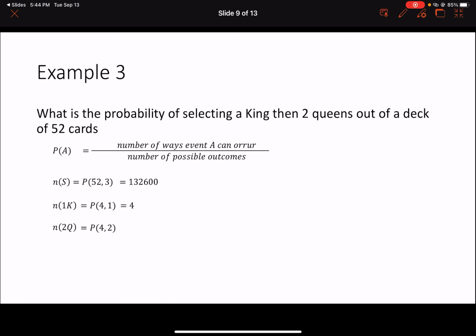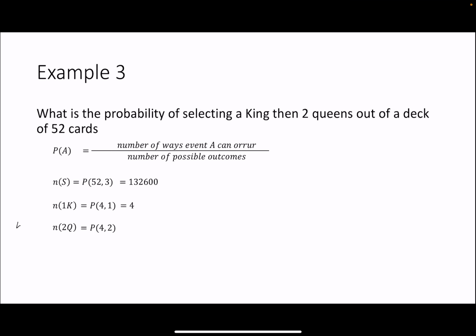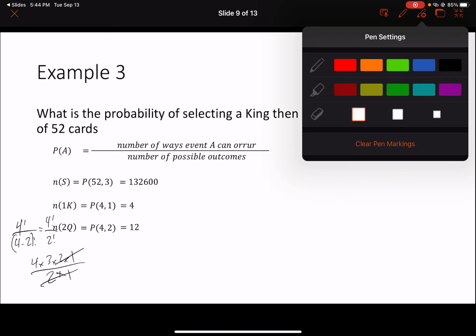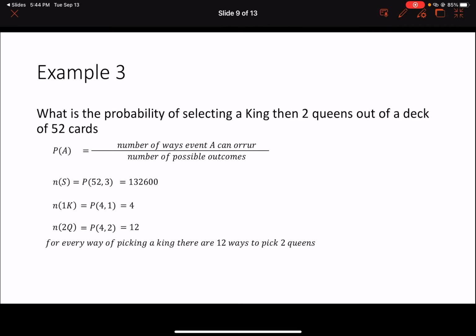Which is, well, let's just show the math. 4 factorial over 4 minus 2 factorial, which is equal to 4 factorial over 2 factorial, which is equal to 4 times 3 times 2 times 1 over 2 times 1, which is 4 times 3, which is 12. Let's clear the markings. Now, for every way of picking a king, there are 12 ways to pick 2 queens. So that's 4 times 12. The probability of picking a king and 2 queens is 4 times 12, right?